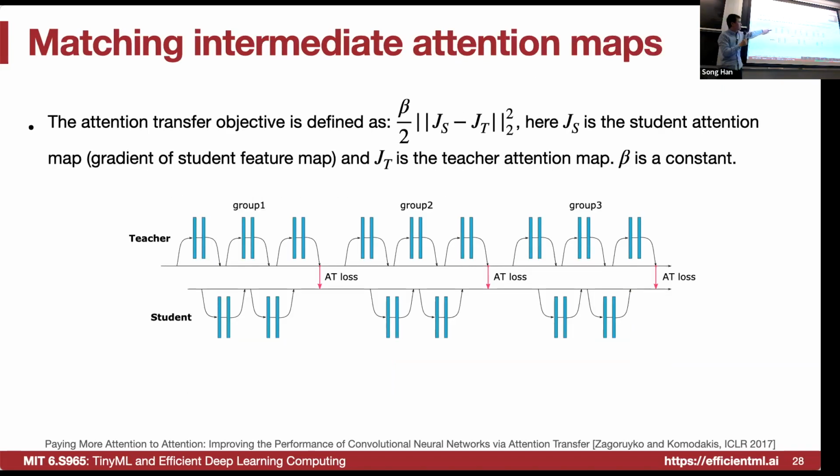For example, here is the teacher model, which is deeper. This is the student model, which is shallower. When we have the same resolution, we try to calculate this attention loss, which is basically the output distance between the student attention map versus the teacher attention map. We want to make sure they have the same resolution, so we can directly subtract them and calculate the distance. So make sure they are in the same stage and resolution.